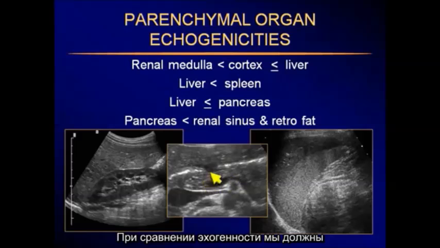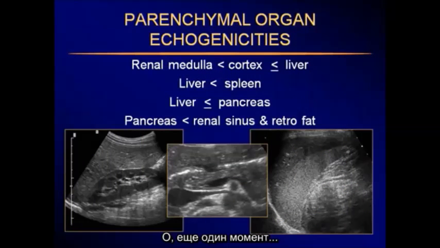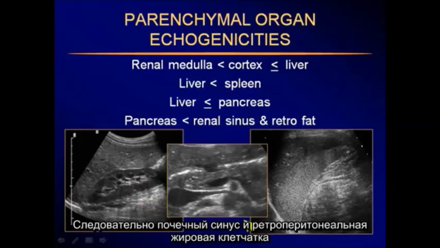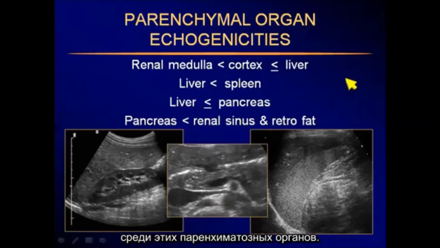When we compare echogenicities, we should be comparing at a similar depth of the beam. Oh, and one more thing here, that the pancreas itself is less echogenic than retroperitoneal fat, which is hyperechoic, and also less echogenic than the renal sinus echoes. So renal sinus echoes and the retroperitoneal fat are hyperechoic and the most echogenic of all of these parenchymal organs.